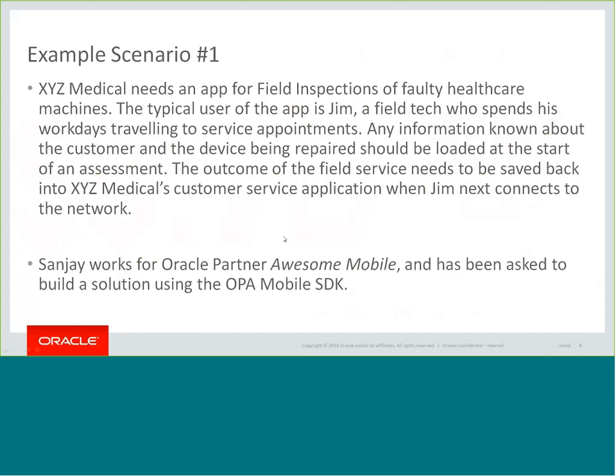So just to drill into a couple of scenarios in a little more detail. One example that we talked about briefly is going and fixing up healthcare machines. The question here is, what information do I need and what do I do with the data that I've collected? How do we approach that part of the problem? Clearly you'd like to have information about the customer and the device synchronized onto that device, probably before you go on that visit, just in case you don't have connectivity when you get there. And then you want to be able to save the outcome of that engagement back to your customer service application when you next connect back up to the network.